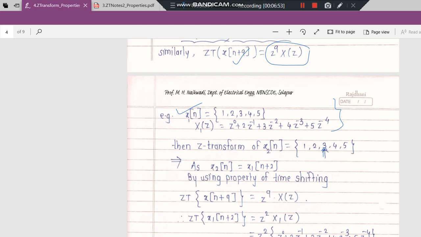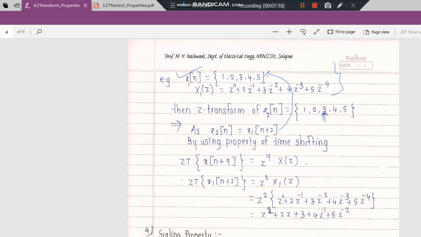Now this is nothing but the time shifted version. If you compare these two signals, x2 of n is the time shifted version of this signal. We can call it an advanced version of x1 of n. So x2 of n is the advanced version of x1 of n by 2. After shifting by 2 we get this signal.